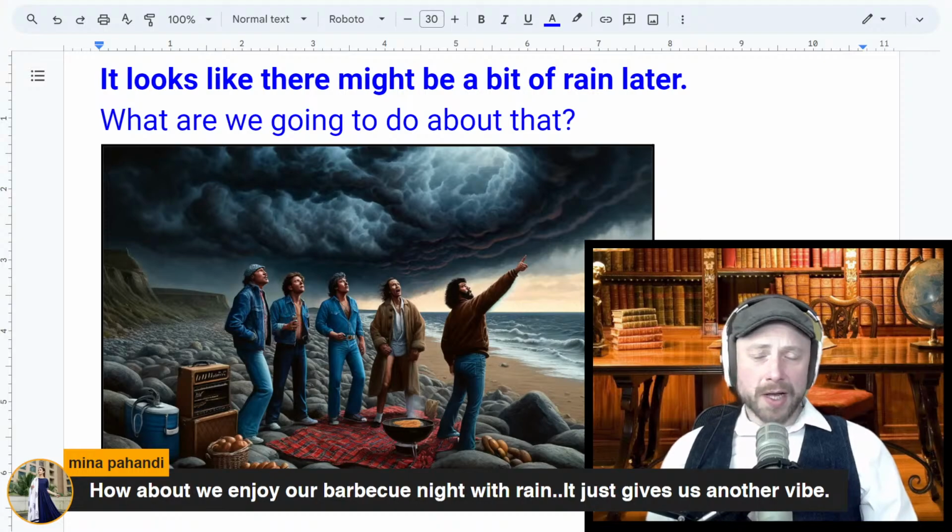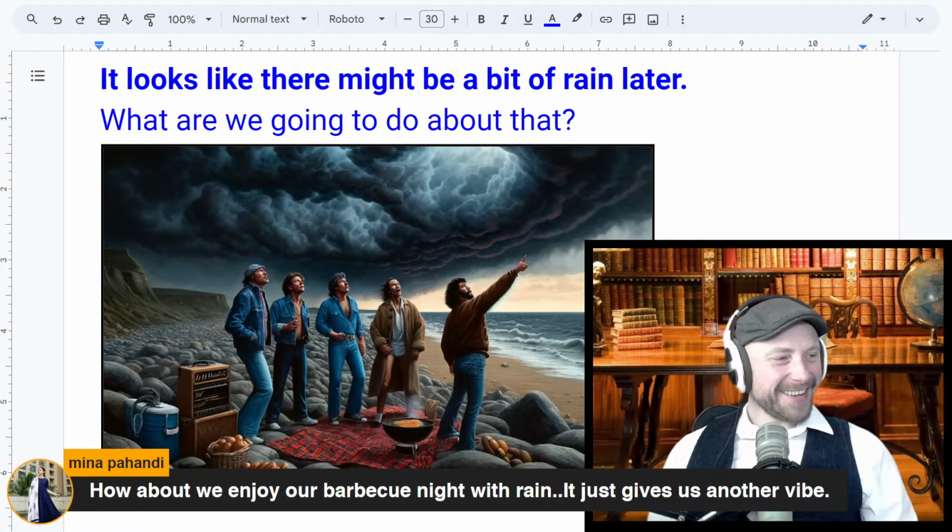Mina says, how about we enjoy our barbecue nights with the rain? It just gives us another vibe. Yeah, indeed. It does. And I think that's something like what we did.